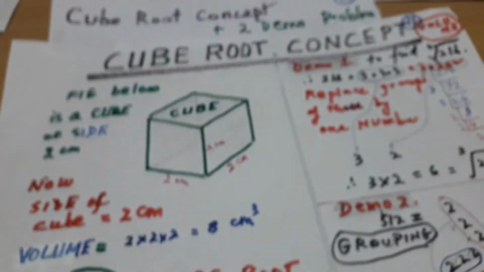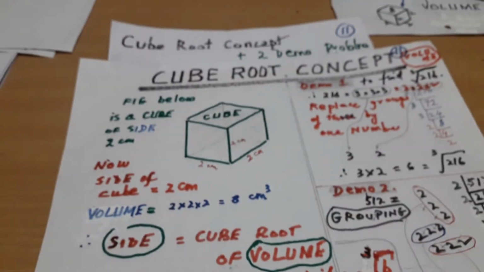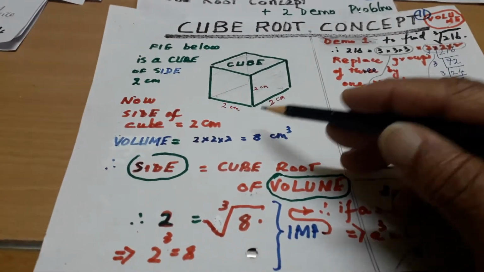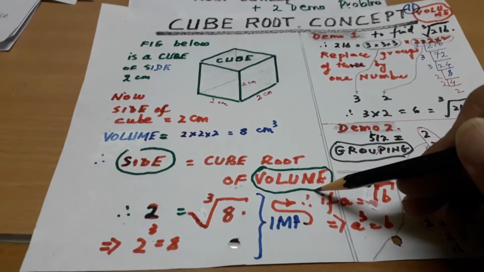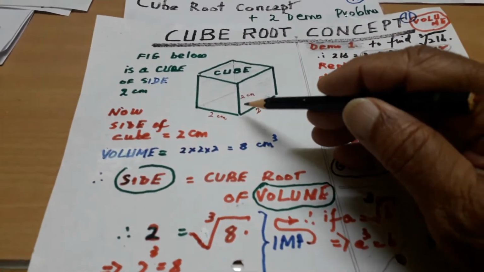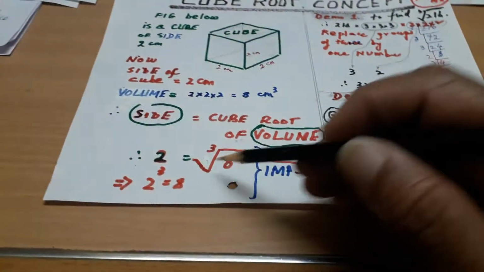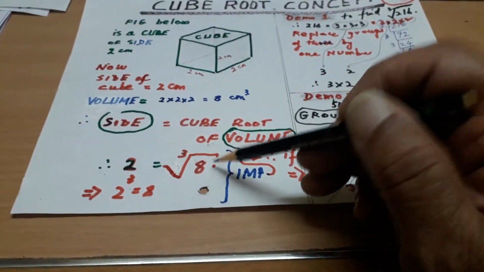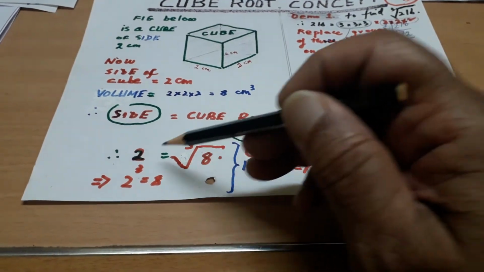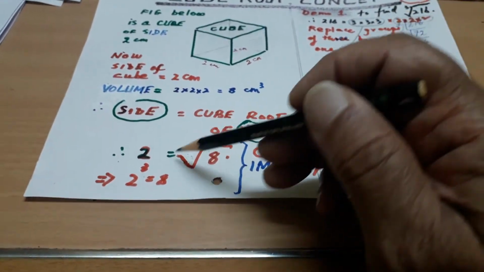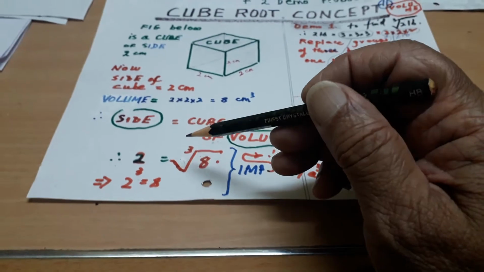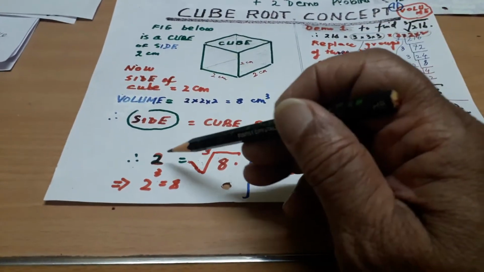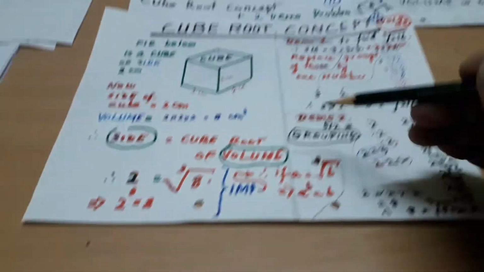Now the cube root concept. We're given the concept. I explained all this already. The side is the cube root of the volume. So 2 is the cube root of 8. Learn how to exchange, okay? If you want to knock off this radical sign, it comes to this side as 3. Don't confuse with the square roots, okay? So you knock off this radical, so this becomes 2 cubed. So learn how to go back and forth. This is very important.